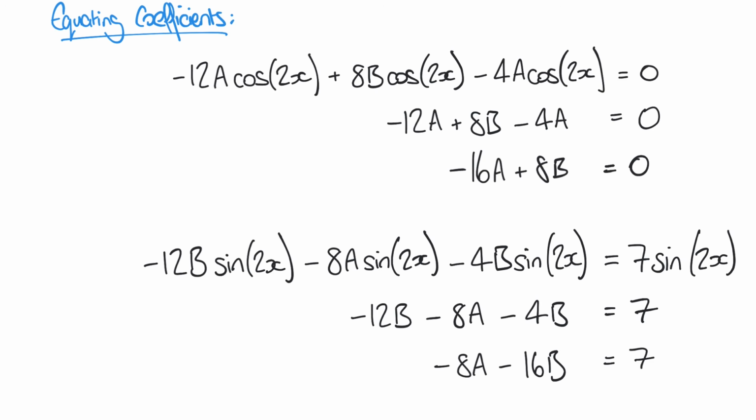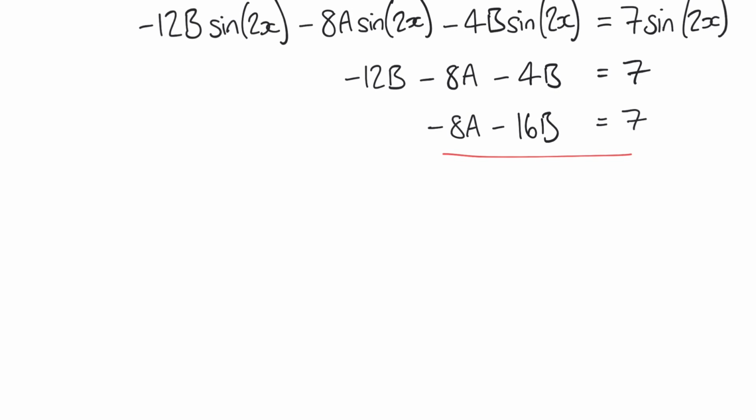So now we have two equations in terms of a and b. We have two simultaneous equations. We had minus 16a plus 8b equals 0, and now we've got minus 8a minus 16b equals 7. We'll not go into how to solve simultaneous equations, but using a method like elimination or substitution, we can find that a equals minus 7 over 40 and b equals minus 7 over 20.